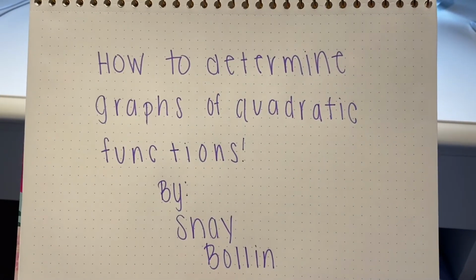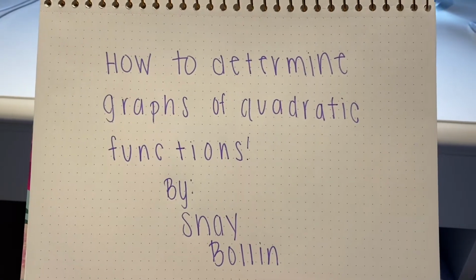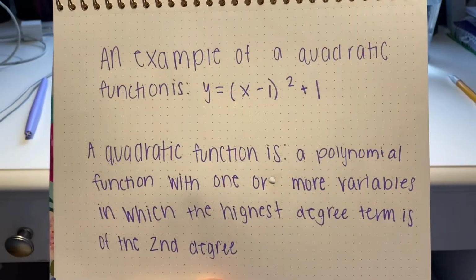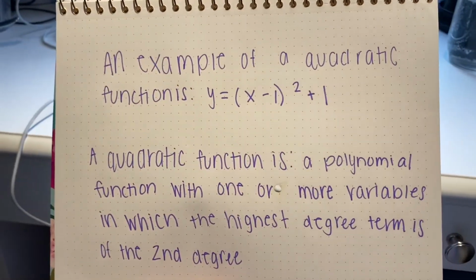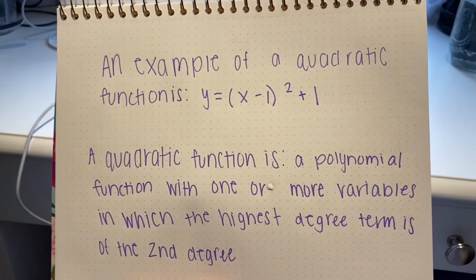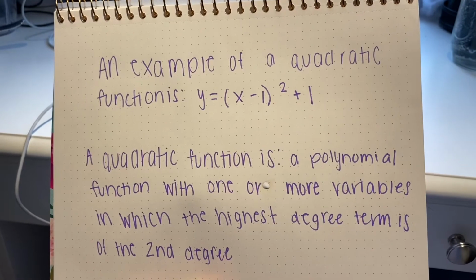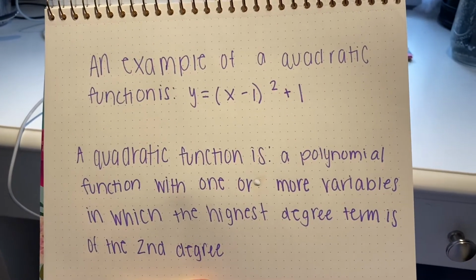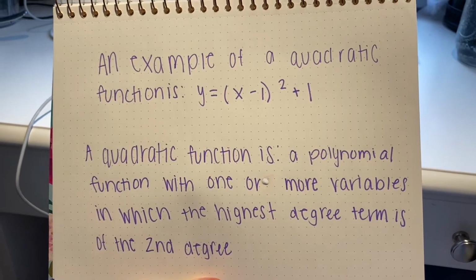In this video, I'm going to be showing you guys how to determine the graphs of quadratic functions. An example of a quadratic function would be y equals (x minus 1) squared plus 1. The definition of a quadratic function is a polynomial function with one or more variables in which the highest degree term is of the second degree.